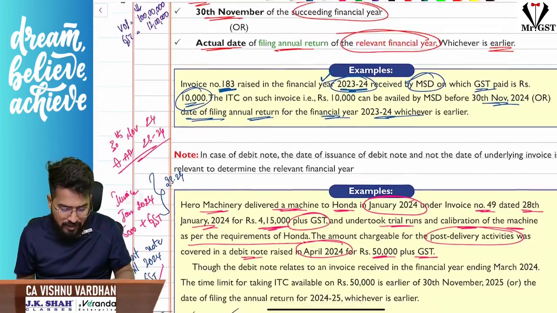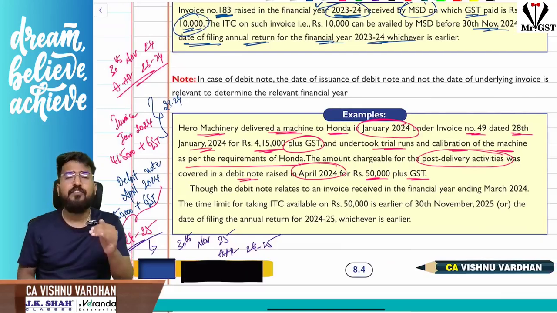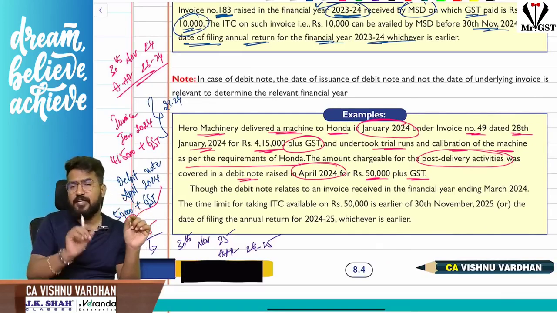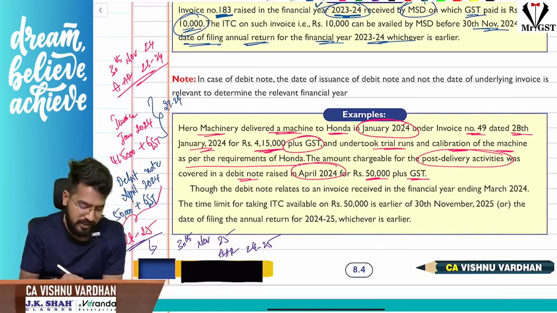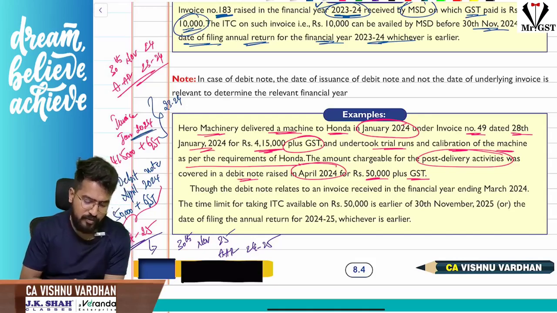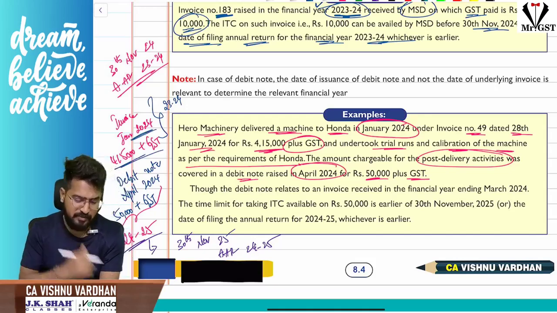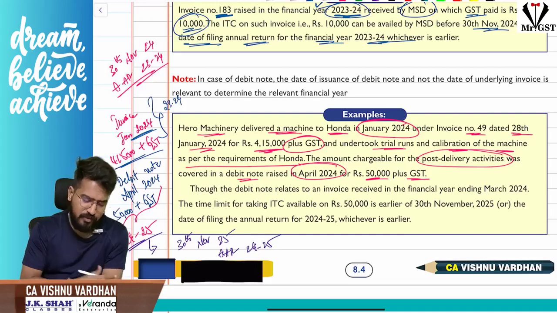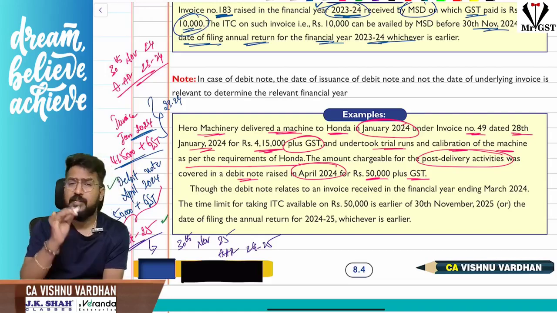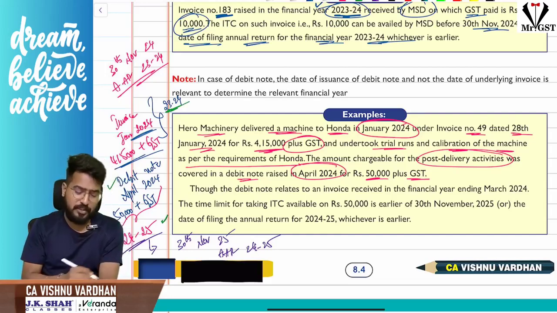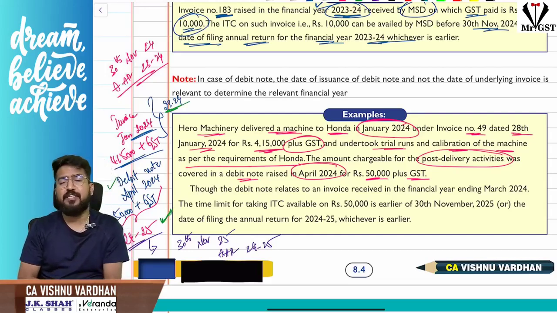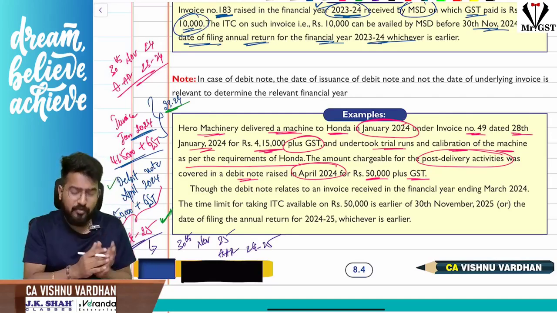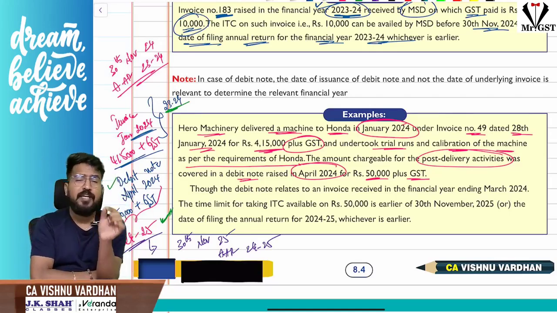One interesting point here, what we have to consider is, sir, if at all we have given a debit note for any invoice and that debit note is falling in a different financial year from the invoice. As I have given here in the example, sir, the invoice belongs to Jan 2024, and on that 4,15,000 GST has been paid. Debit note has been given in April 2024, which is coming in 24-25 financial year. That means the invoice is coming in 23-24 financial year, the debit note is coming in 24-25 financial year. For the invoice, yes, the 16 subsection 4 time limit will be 30th November 2024 or the actual date of filing the annual return of 23-24 financial year.